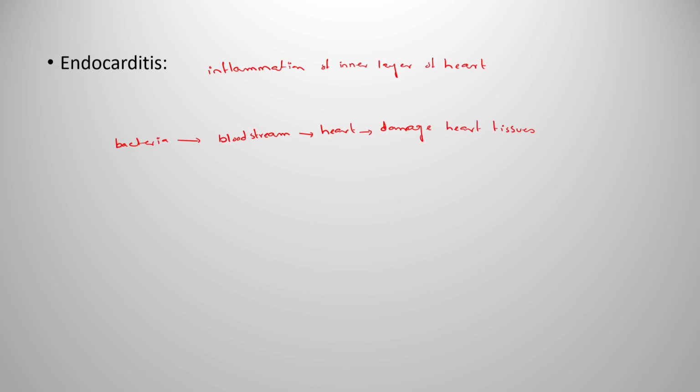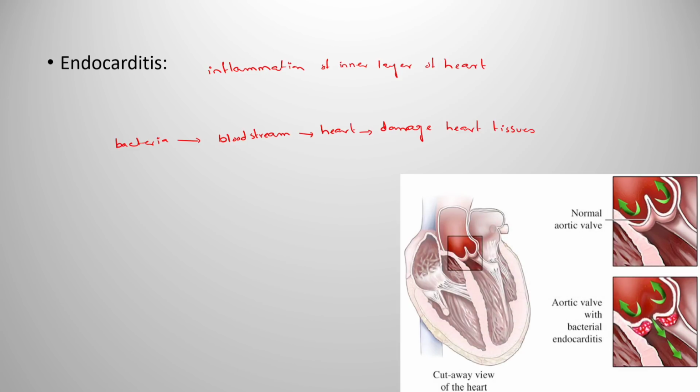Next is endocarditis. It is the inflammation of the inner layer of the heart, which is the endocardium. This disease occurs when the bacteria enter the bloodstream, travel to the heart through blood circulation, and lodge on abnormal heart valves or damaged heart tissues. As you can see, the difference between a normal aortic valve and an abnormal one.